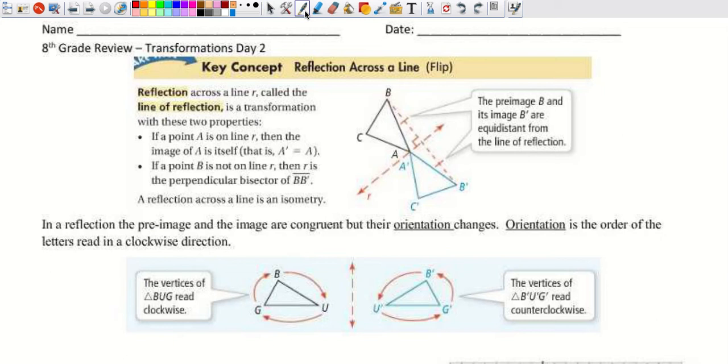Alright, welcome to day 2 of transformations. We're going to take a look at reflections and rotations today. So let's get right into it.